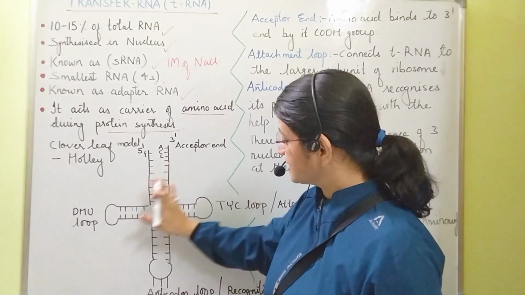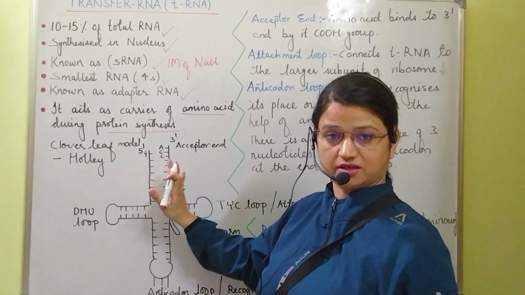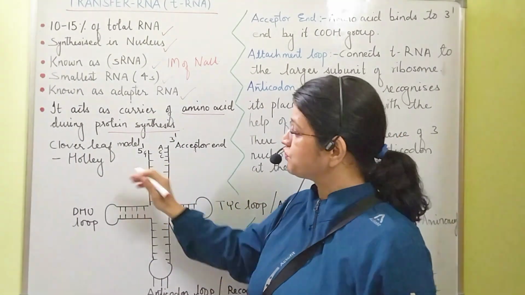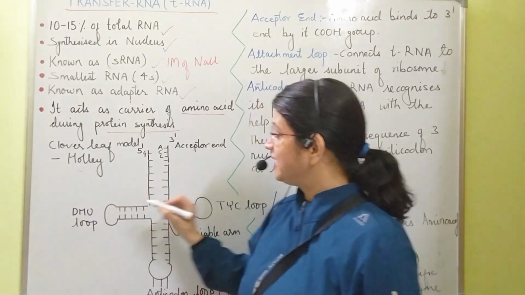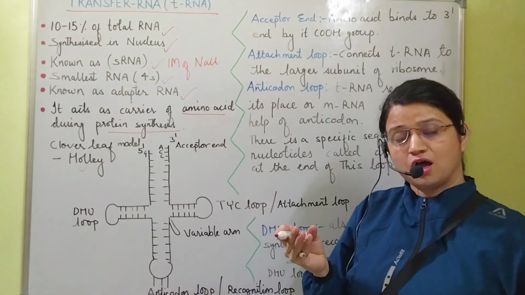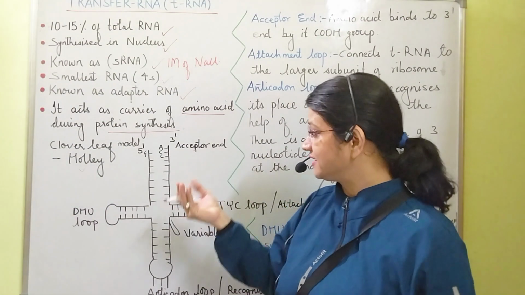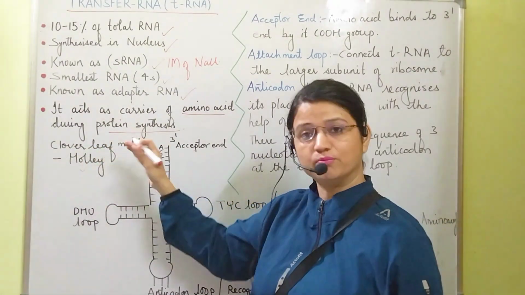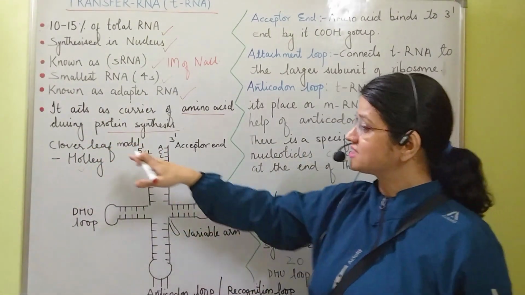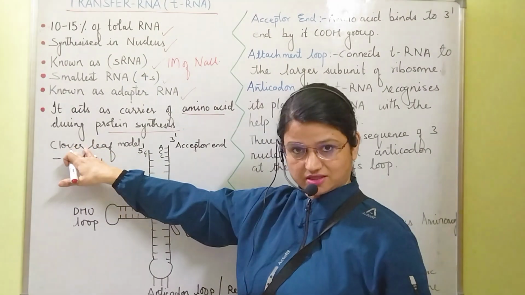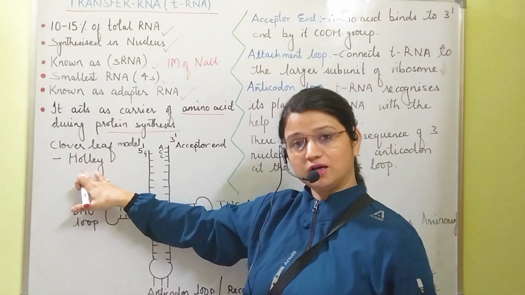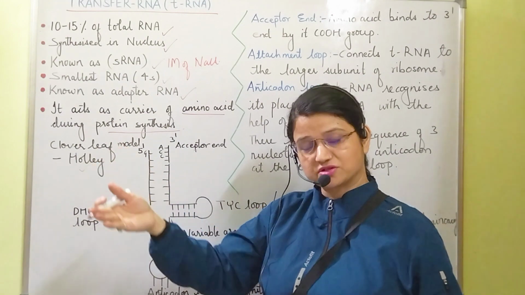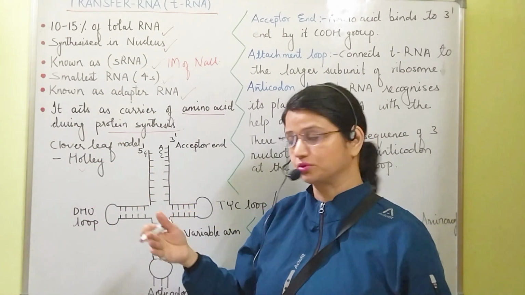Now, here we can see the two-dimensional structure of tRNA, which was proposed by Holley. He compared it with the structure of a clover leaf. That's why the name given is clover leaf model. Clear? So this is the two-dimensional structure which was proposed by Holley. In your book, the three-dimensional structure is also given, so just go through it.